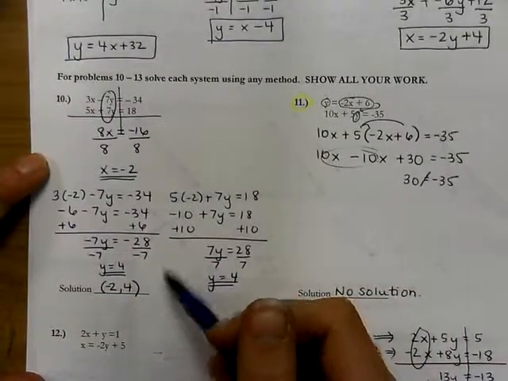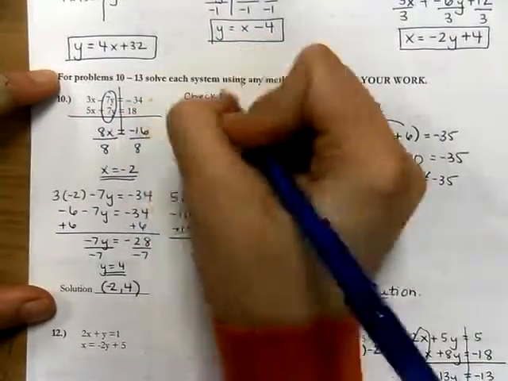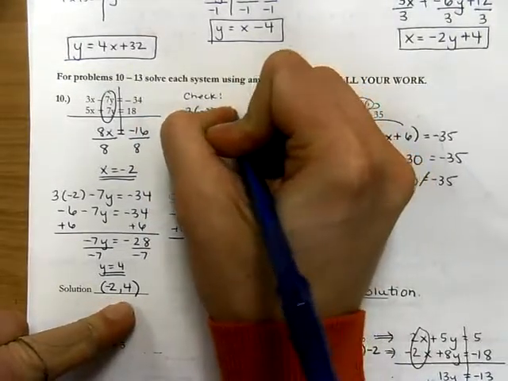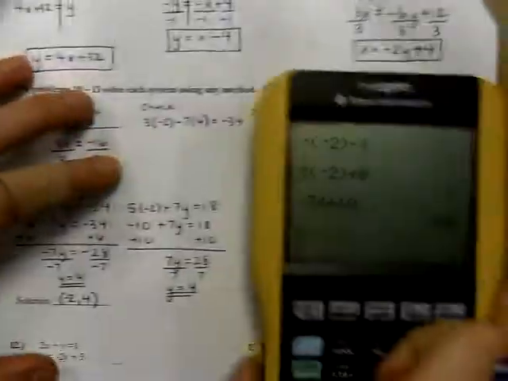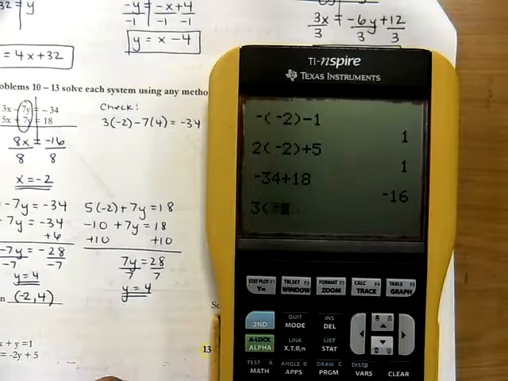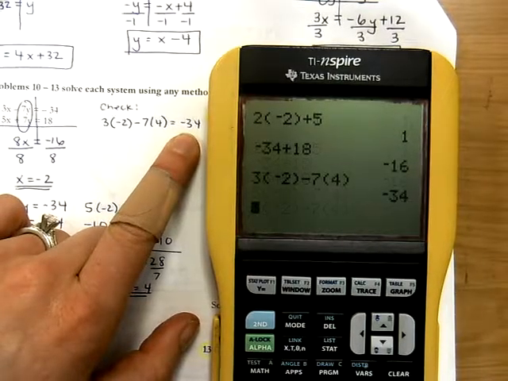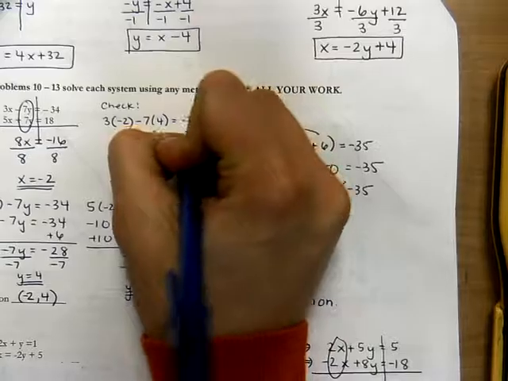I always like to check my answer, and I can do that by substituting in. So if we check our answer, 3 times x minus 7 times y, does that equal -34? Now I can do it by hand, but I'm going to do it quicker in a calculator. 3 times -2 minus 7 times 4. When I press enter, I want that to equal -34 in order for the statement to be true, and it does. So we have -34 equals -34.